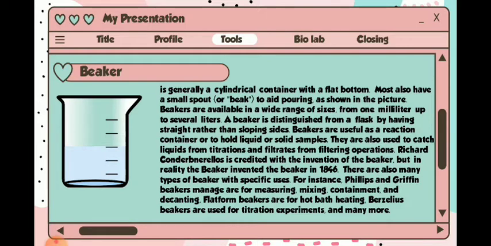There are also many types of beaker with specific uses. For instance, Phillips and Griffin beakers are for measuring, mixing, containment, and decanting. Platform beakers are for hot bath heating. Berzelius beakers are used for titration experiments and many more.